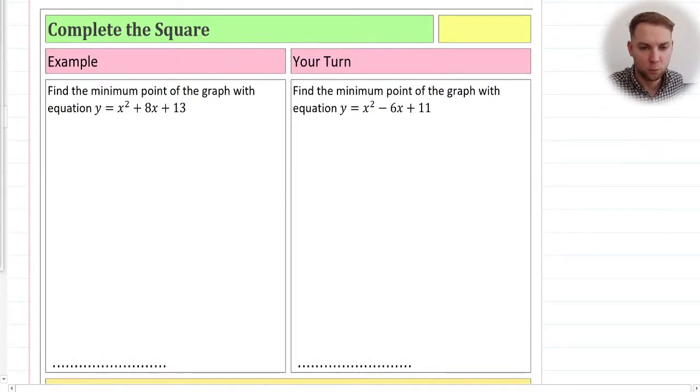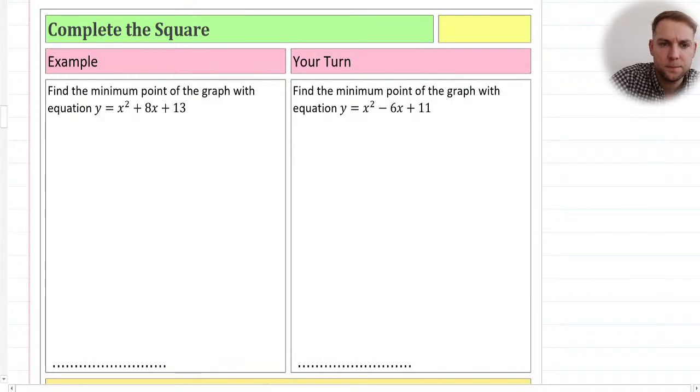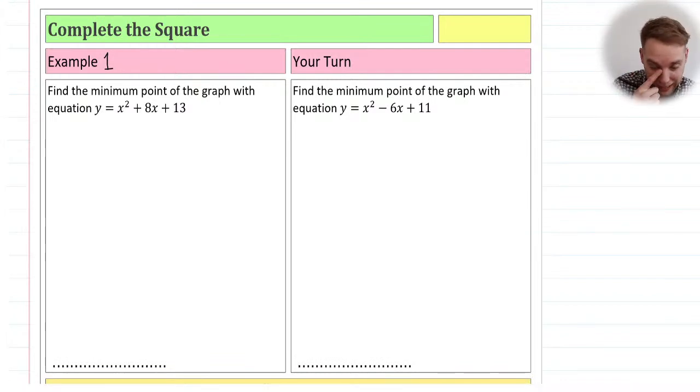So this is example 1. Find the minimum point of the graph with the equation x squared plus 8x plus 13. So, notice with this question here, it doesn't say to complete the square, but we do need to do that, and you need to know that you're doing that, okay?